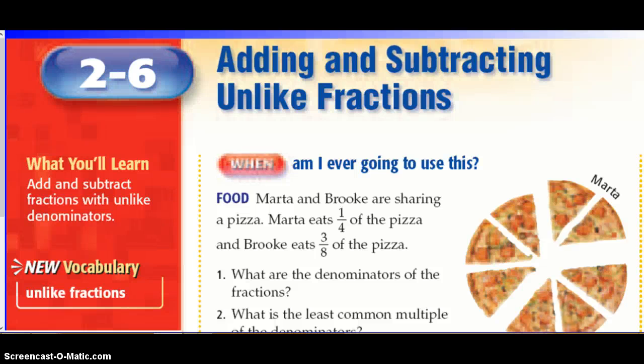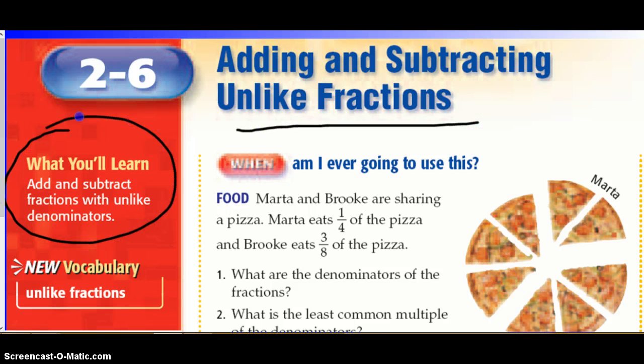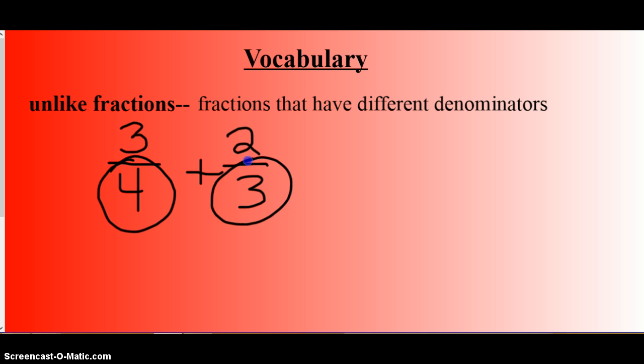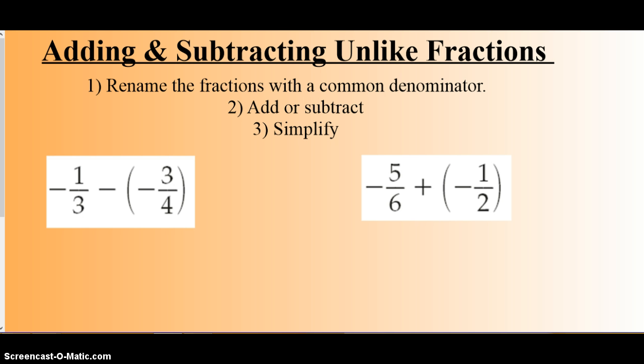Today we're going to talk about fractions with unlike denominators. So as we look here, what you're going to learn, it says with unlike denominators. What does that mean? Well, it means that you have a different denominator for each fraction. So if we were adding, let's say, 3/4 plus 2/3, you can see that these two denominators are not the same, and that's what we're going to be talking about today.